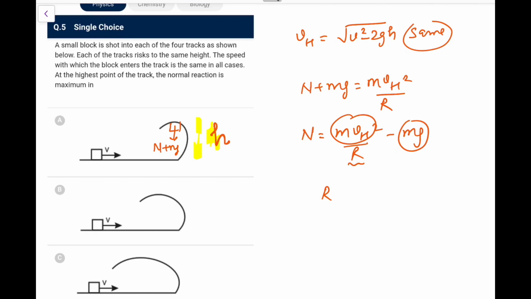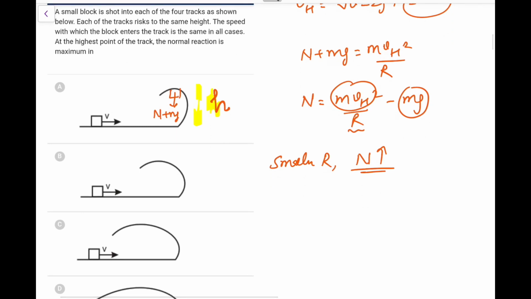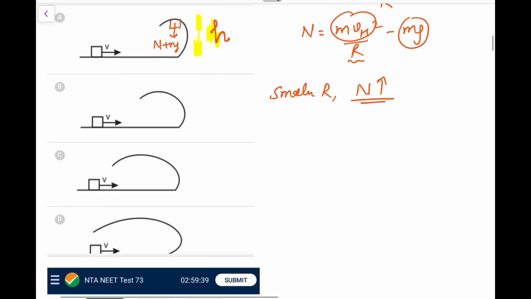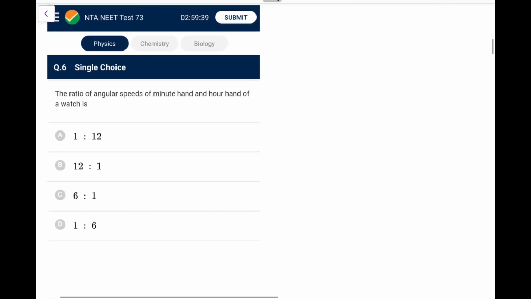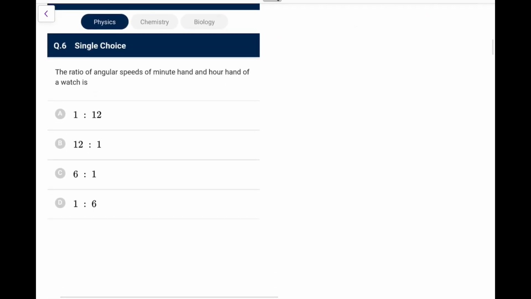That means the smaller the r, the greater the N. So you have to just check which has the smaller r, meaning the bending should be sharper. The sharpest bending is in A, so r is least here, so definitely N is going to be maximum. Go for option A.